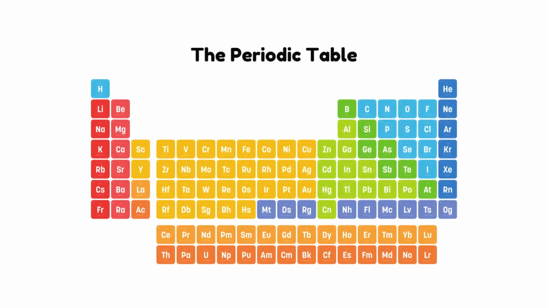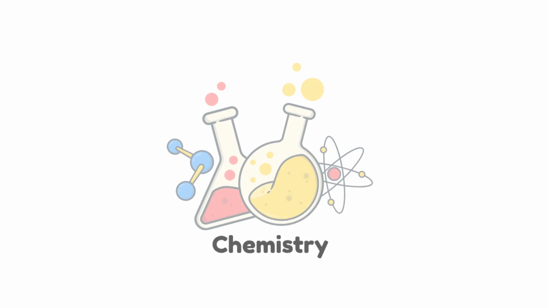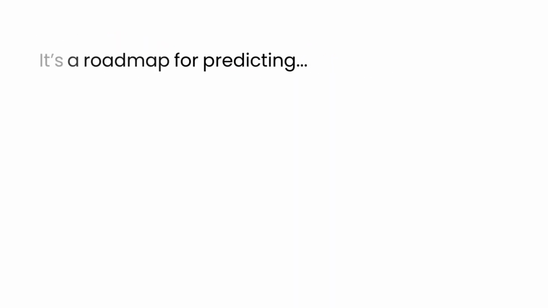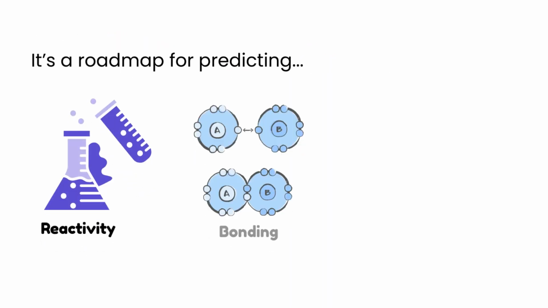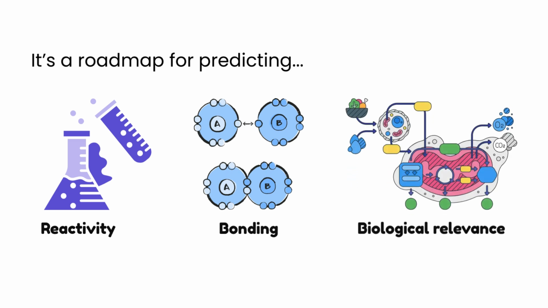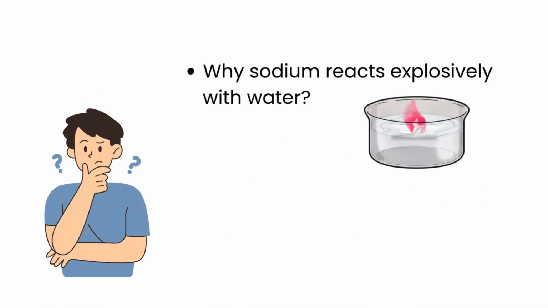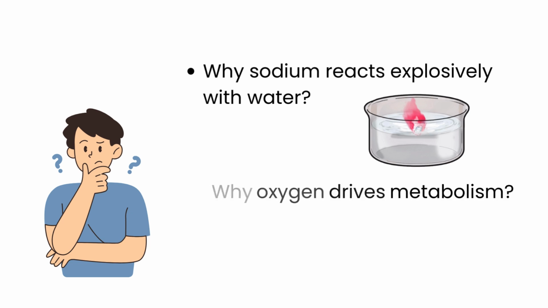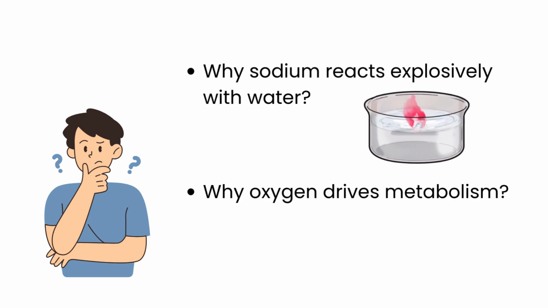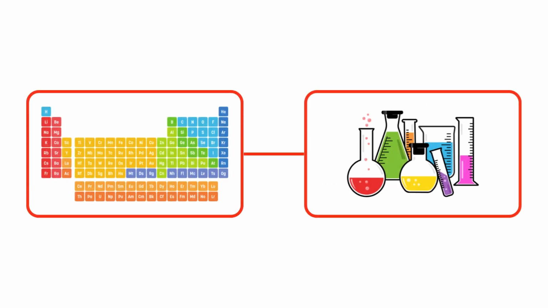The periodic table is one of the most powerful tools in chemistry, and on the MCAT, it's more than a chart of elements. It's a roadmap for predicting reactivity, bonding, and even biological relevance. Whether it's knowing why sodium reacts explosively with water or why oxygen drives metabolism, the MCAT expects you to understand how the table's organization connects to chemical behavior.